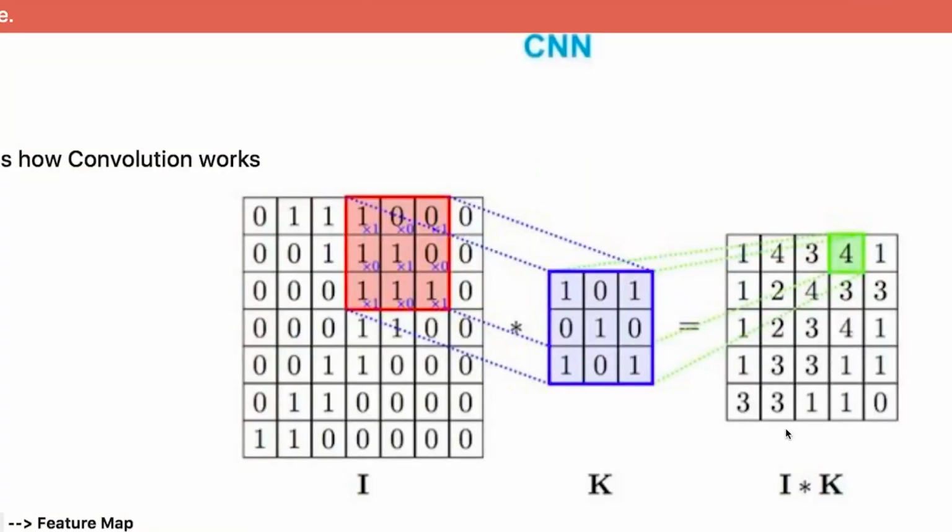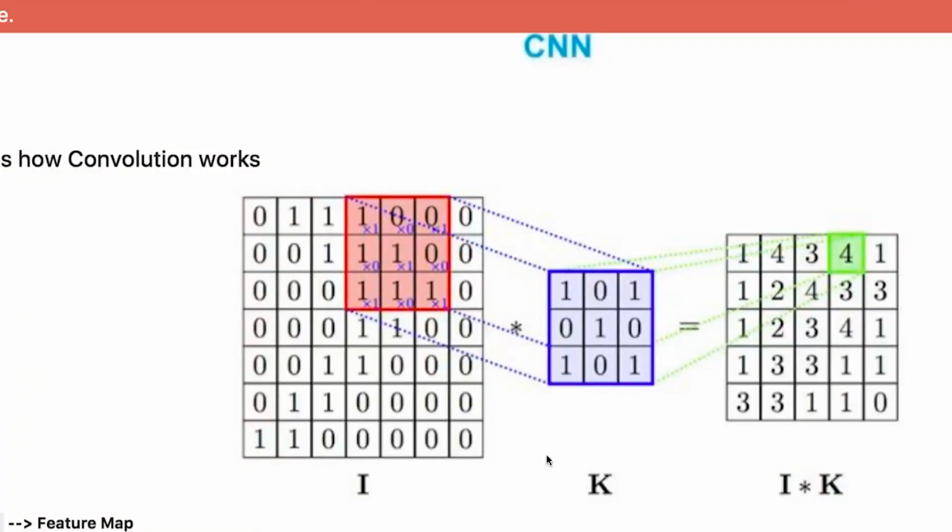Now you might be thinking: this is a kernel, this is the image matrix, and if there is a dot product with the kernel, what will be the shape of the output? Let's say this image matrix is of size 32 into 32, and this kernel is of size 3 into 3. What will be the shape of the output?